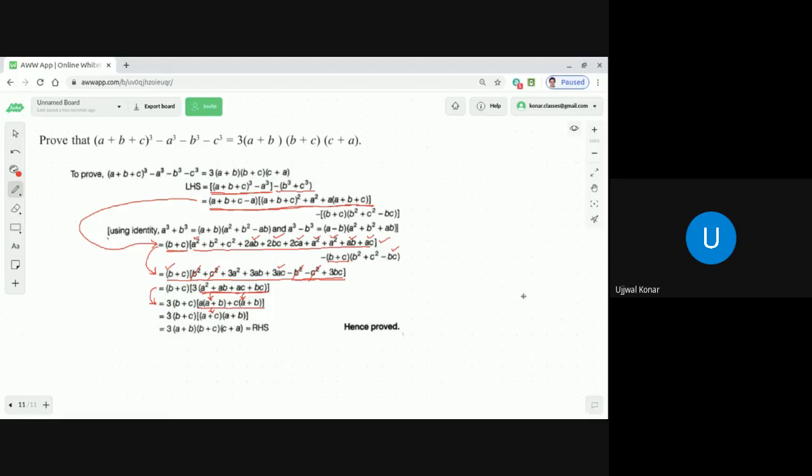Yes, sir. Absolutely clear to everyone, dear students? Yes, sir. Done. This is the way to prove. Then done. Then we rearrange. Yes, sir. Oh, great.